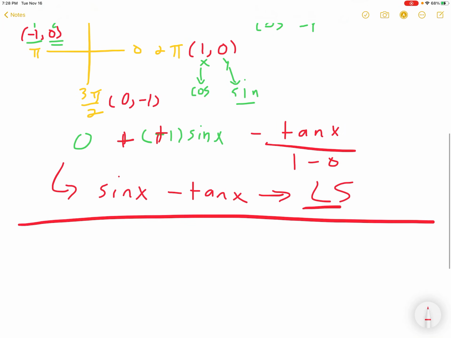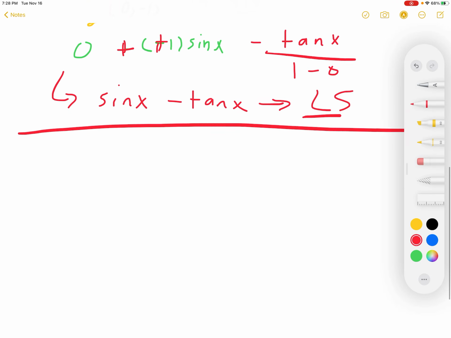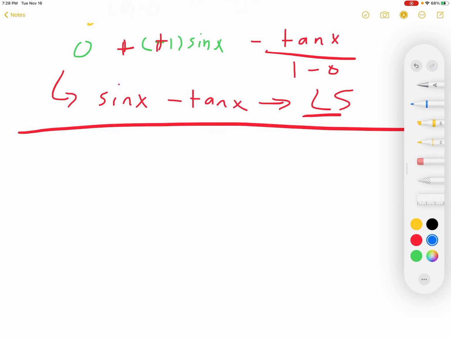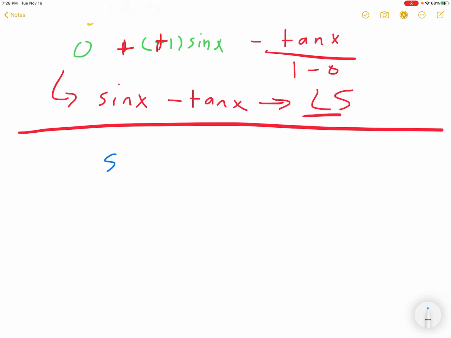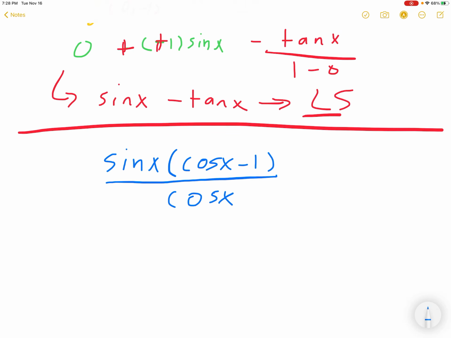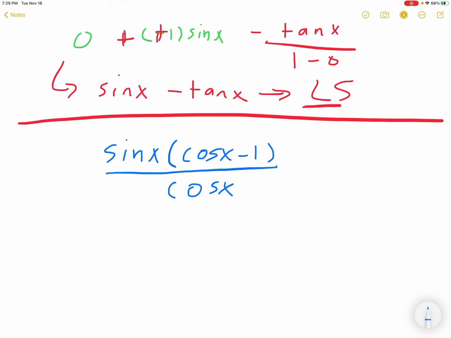So I'm going to draw a line here. We're going to do the right side. We're going to go sine x cos x minus 1 divided by cos x. And there's a couple of things that we can do here. Right now, if I include the left side, it currently equals this, right? This thing that I boxed at the top.